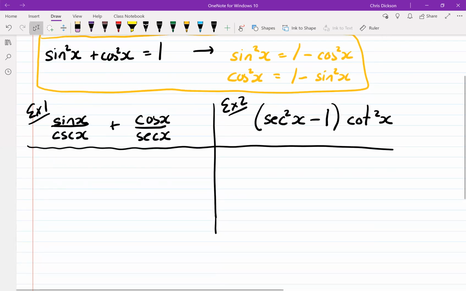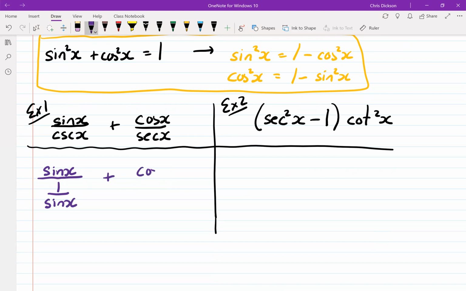Okay, so the first one, my advice in the last video was to turn everything to sines and cosines if they're not already sines and cosines. So this would be sine x over top of 1 over top of sine x. And now you'd be adding cos x over top of secant, which is 1 over cos. Now you do have to remember that if you take a number a and you divide it by a fraction, let's say b over c, that's a divided by b over c, which is really a multiplied by c over b. So you get ac over b.